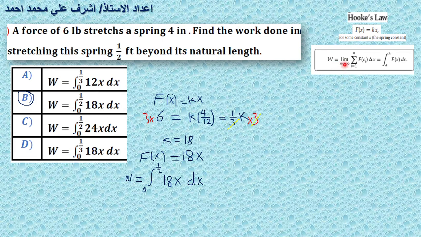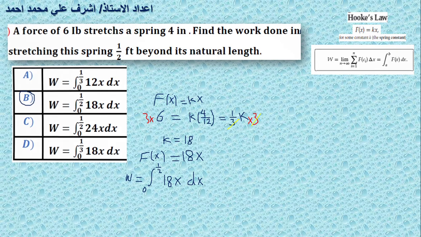So work equals the integral from a to b. What is a? 0, because in the normal situation it's not expanded. So from 0 to half of 18x dx. So our right choice is B.